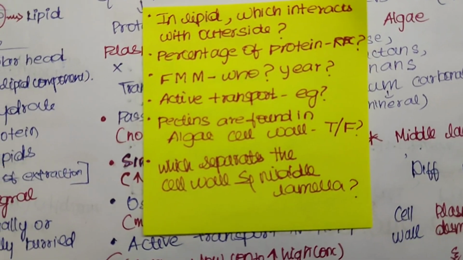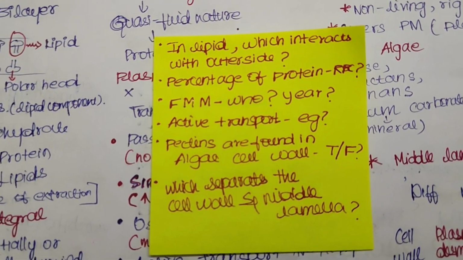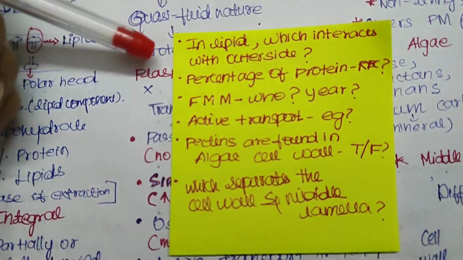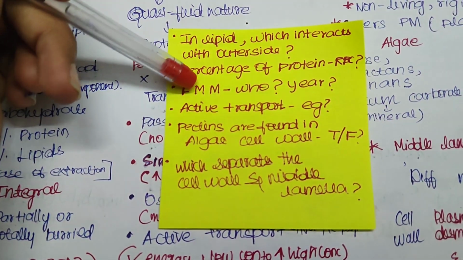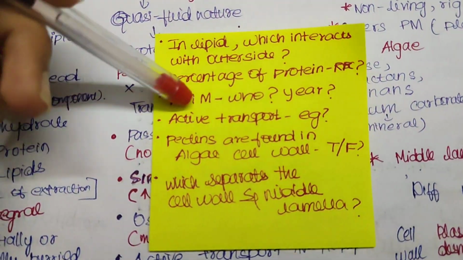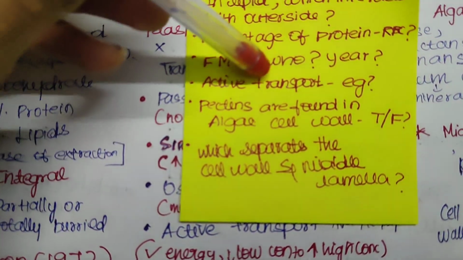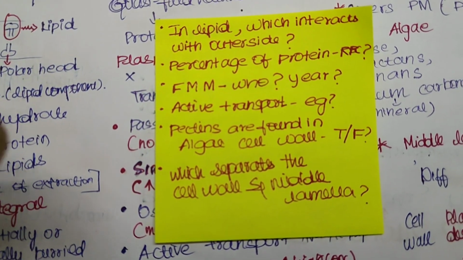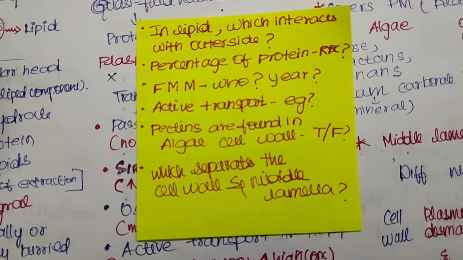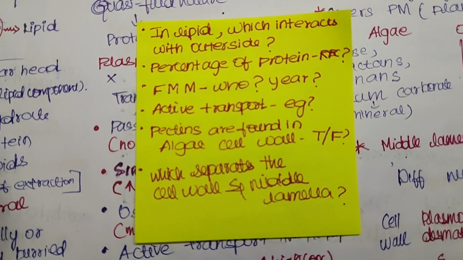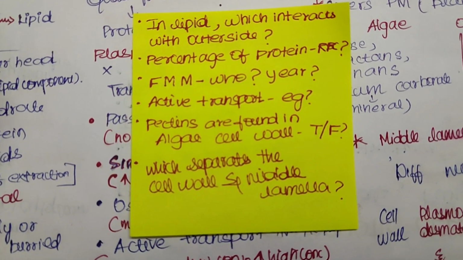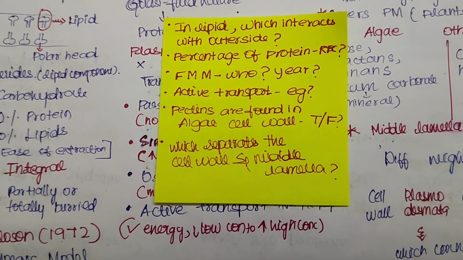The first question will be, in the lipid bilayer, which part interacts with the outside world, outside the cytoplasm? What is the percentage of protein in RBC? Fluid mosaic model I have given in short form like FMM. The fluid mosaic model was found by whom and in which year? Give an example for active transport. Pectins are found in algae cell wall. Is it true or false? Which separates the cell wall and the middle lamella in eukaryotic cells?